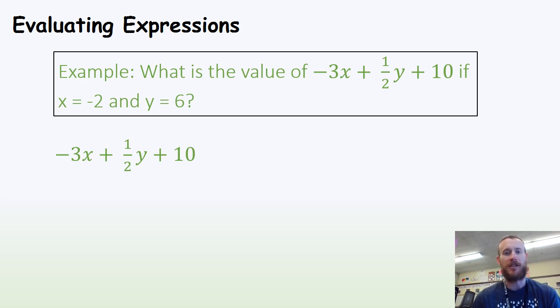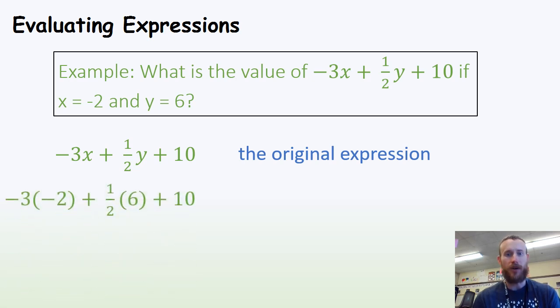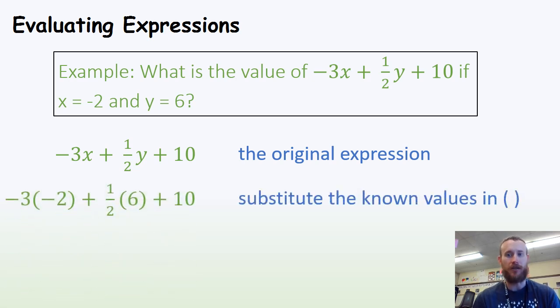On the left, we're going to see the mathematics, and on the right, we will see what we're doing. So here's the original expression. We're going to write that down first. The next step is to look at our values, negative 2 and 6, and to go ahead and write those in. So we call this substitution, substituting the known values.